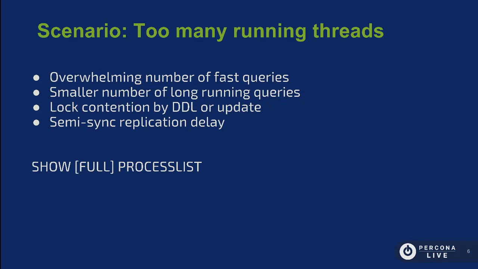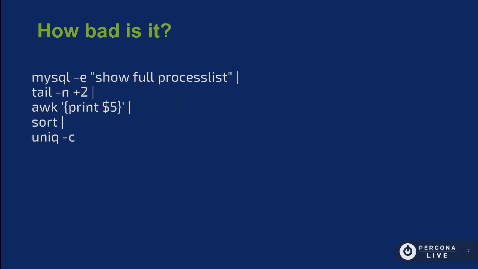So because you've got all these different possibilities of things that are going on, your process list can basically lead you in a good direction on what's going on. So we'll look at how we can use that with Bash.